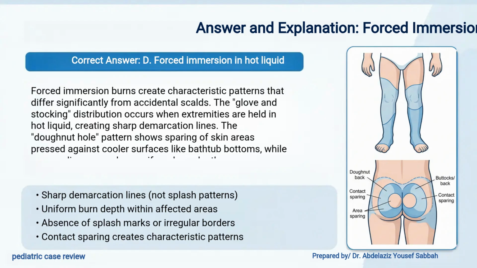The second is the donut hole pattern, which shows sparing of skin areas that were pressed against cooler surfaces like the bottom of a bathtub, while surrounding areas show uniform burn depth. The third is the absence of splash marks or irregular burn borders. In accidental scalds, the child instinctively pulls away, creating irregular splash patterns and varying burn depths. The behavioral signs in this child, including withdrawal and avoidance of eye contact, also raise concern for chronic abuse.